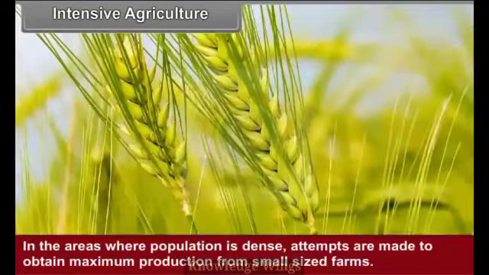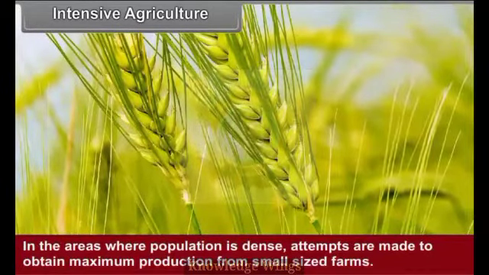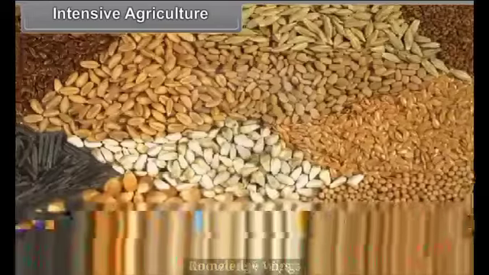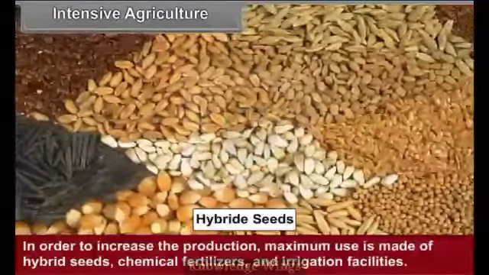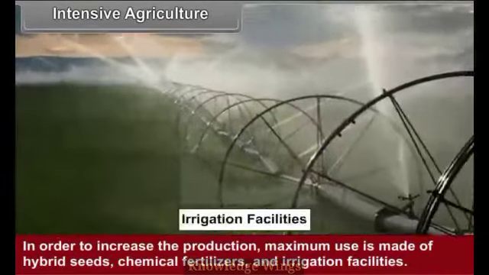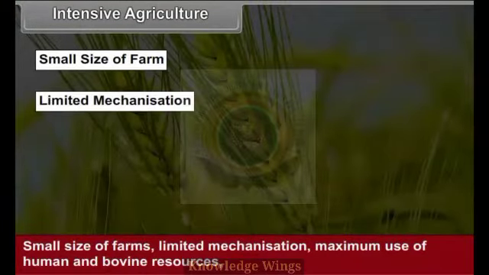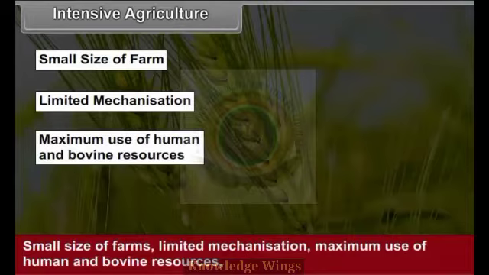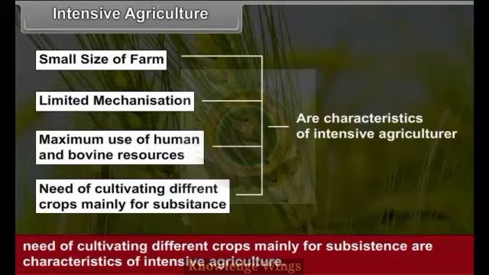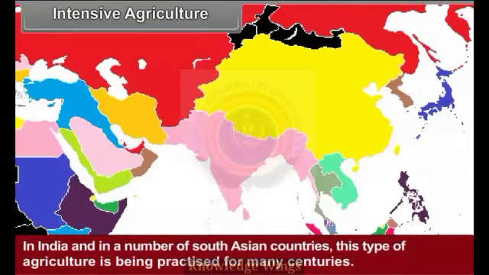Intensive agriculture. In the areas where population is dense, attempts are made to obtain maximum production from small-sized farms. This type of agriculture is called intensive agriculture. In order to increase the production, maximum use is made of hybrid seeds, chemical fertilizers, and irrigation facilities. Small size of farms, limited mechanization, maximum use of human and bovine resources, need of cultivating different crops mainly for subsistence are characteristics of intensive agriculture. In India and in a number of South Asian countries, this type of agriculture is being practiced for many centuries.